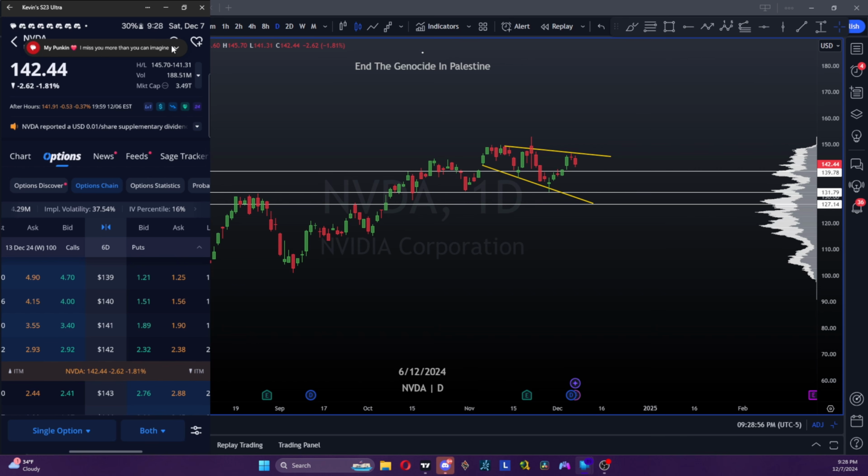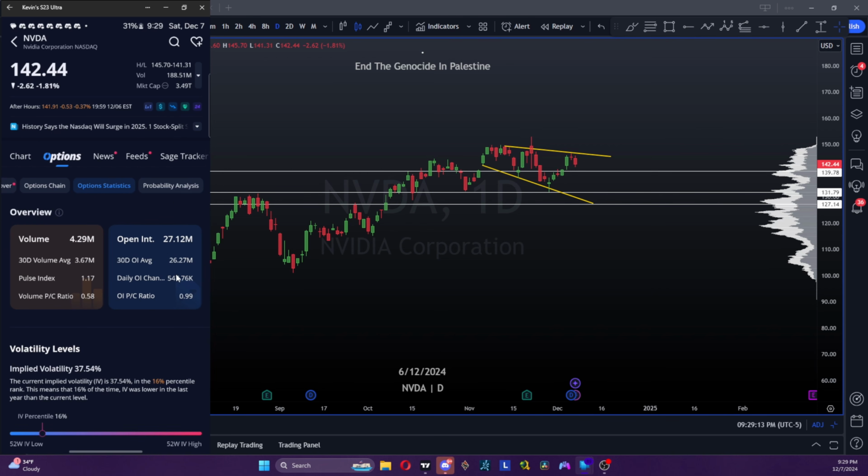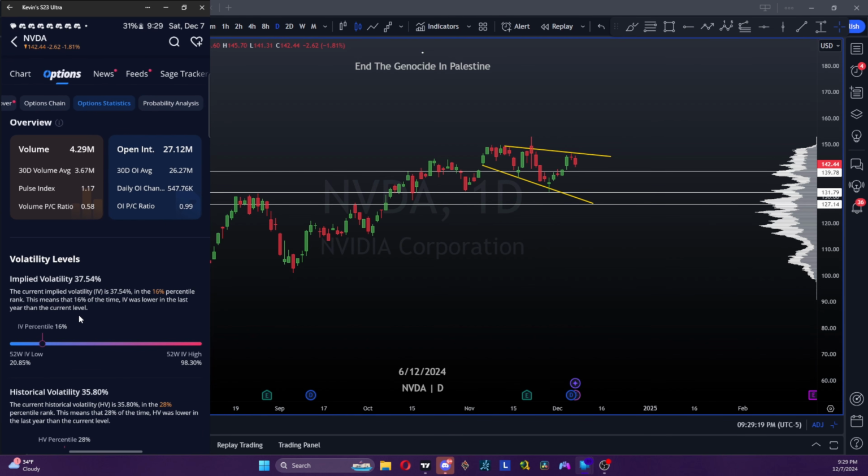If you can't really gauge whether this IV is too high or too low, the great thing is if you press this arrow right over here, this interesting thing comes up where it shows on the bottom the implied volatility currently is 37.54, right? There's a little description over here, but basically what it shows here is two different numbers: the 52-week IV low and the 52-week IV high.